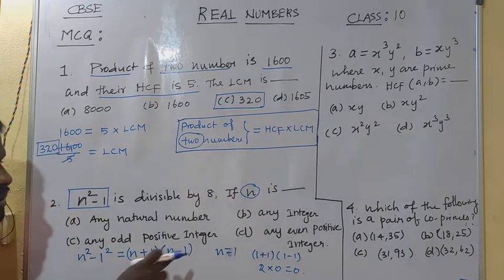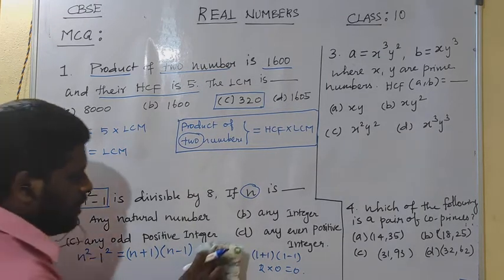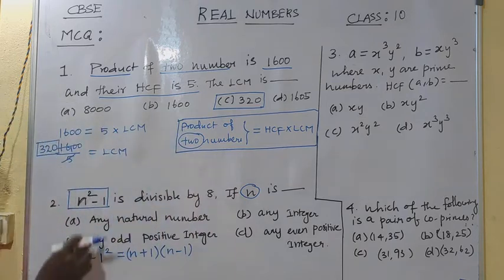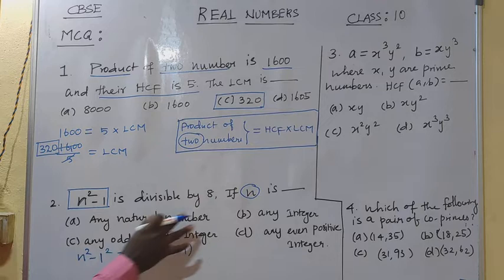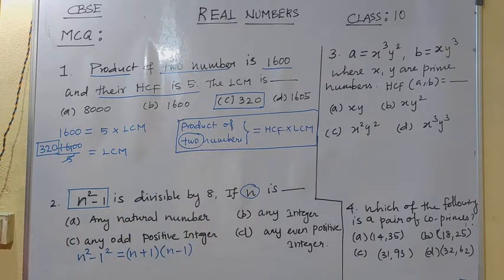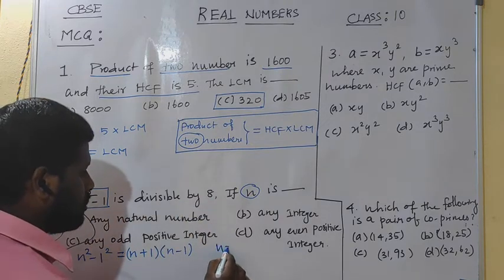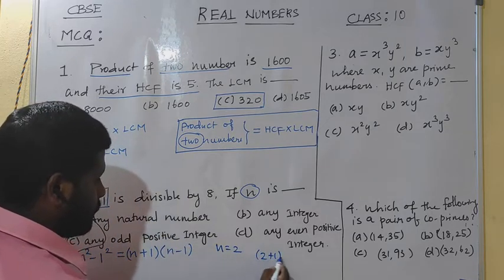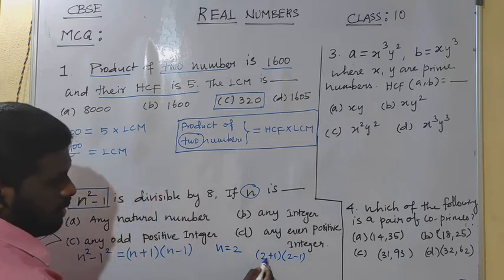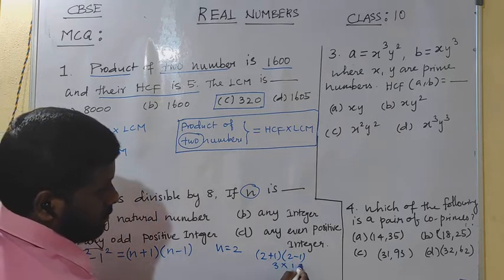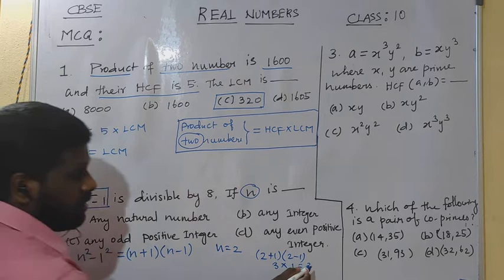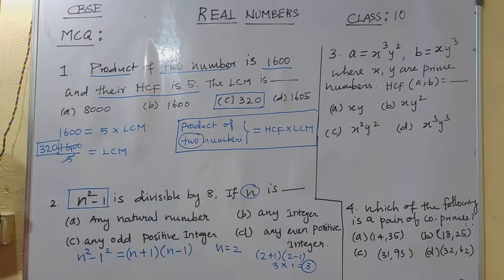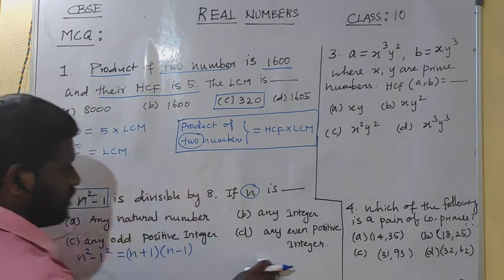But with only this one consideration I cannot answer my question, right? Because first I am checking for natural numbers. First I took 1, and when I take 1, it satisfies. Good. Now let me check with 2. If I am taking n is equal to 2, what happens? I will be getting (2 plus 1) into (2 minus 1), so 3 into 1, which is equal to 3. So definitely this 3 is not divisible by 8. Therefore, any natural number cannot be an answer of this question.